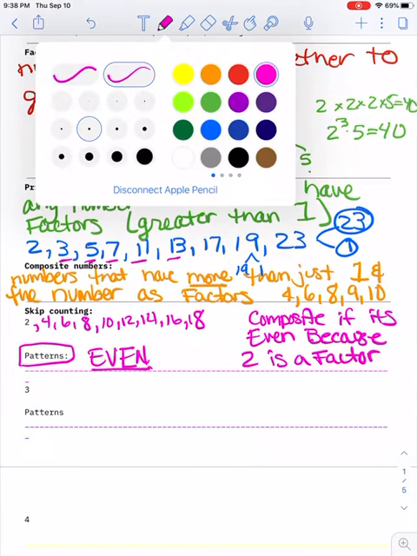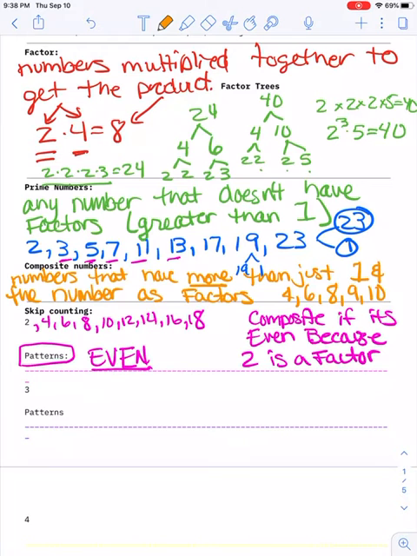Let's look at 3s. How we know if 3 is a factor of a number. So let's do some skip counting and see if we notice some patterns. 3, 6, 9, 12, 15, 18, 21, 24, 27, 30, 33, 36, 39. Patterns. This is a tough one.